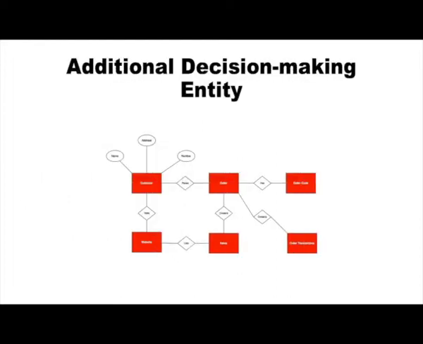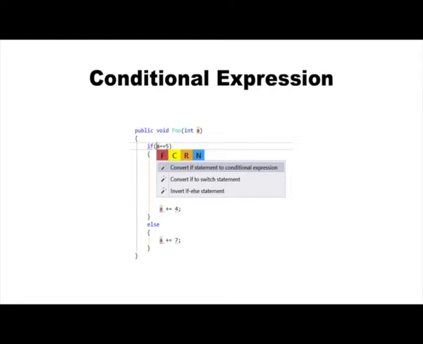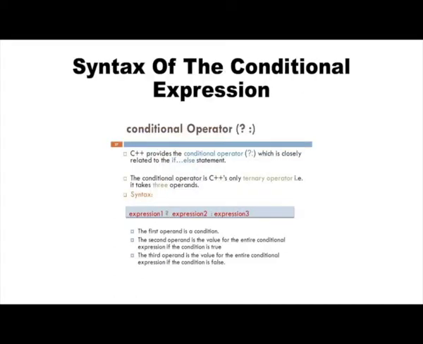Python supports one additional decision making entity called a conditional expression. In its simplest form, the syntax of the conditional expression is as follows. Expression 1, if, conditional expression, else, expression 2. A common use of the conditional expression is to select variable assignment.